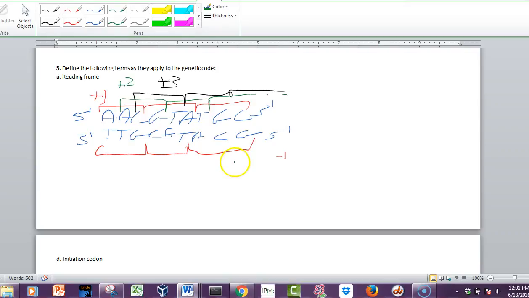So if we started at the first nucleotide, we call it -1. Start at the second one, call it -2. And we can start at the third one, so this A down here, and start reading in that direction and call it -3. So in any given random DNA sequence, there are 6 possible reading frames, 3 going forward and 3 going backwards.